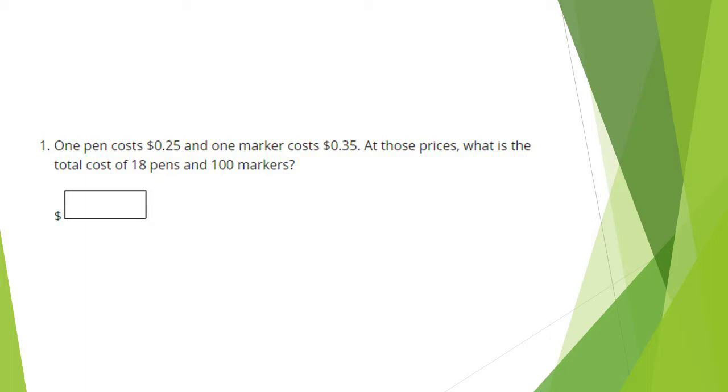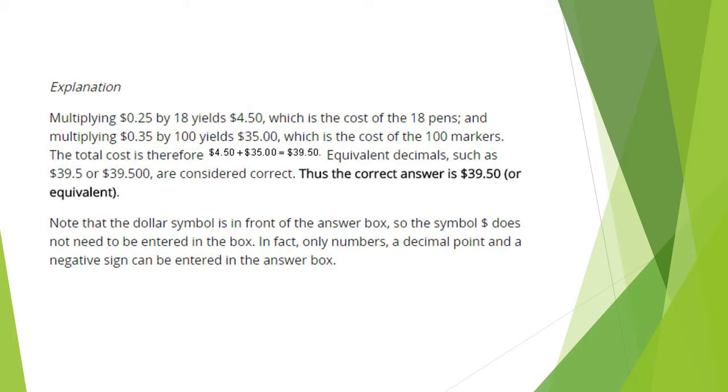Now that you have read the question, take a moment to review it. Use the tips we discussed to determine the correct numerical answer. Pause the video while you work. When you are ready to review the answer, resume play. The correct answer is $39.50, or an equivalent decimal.